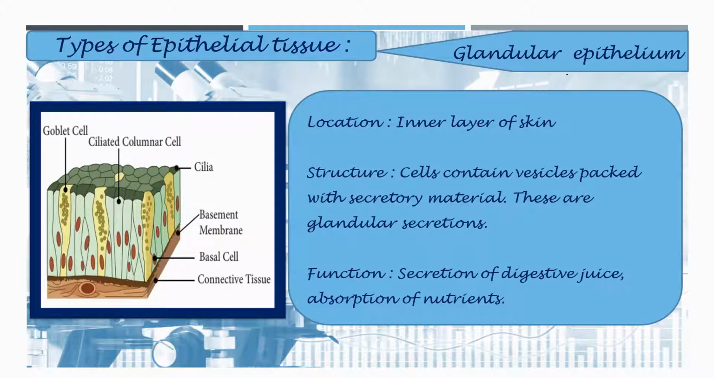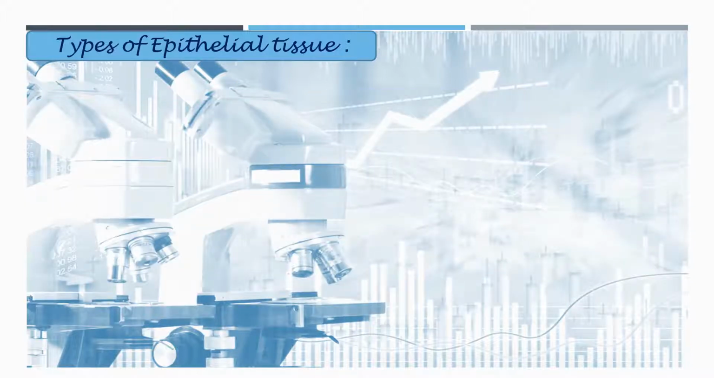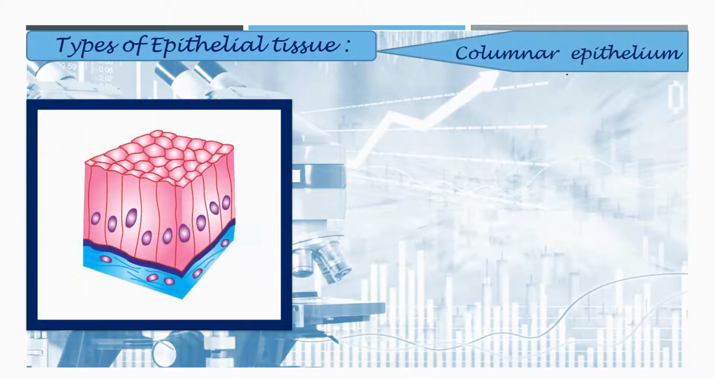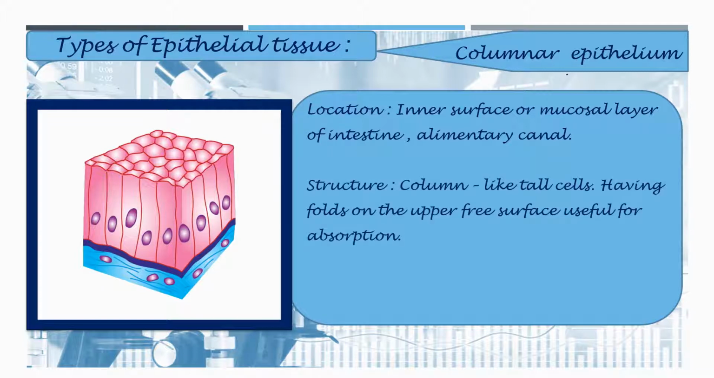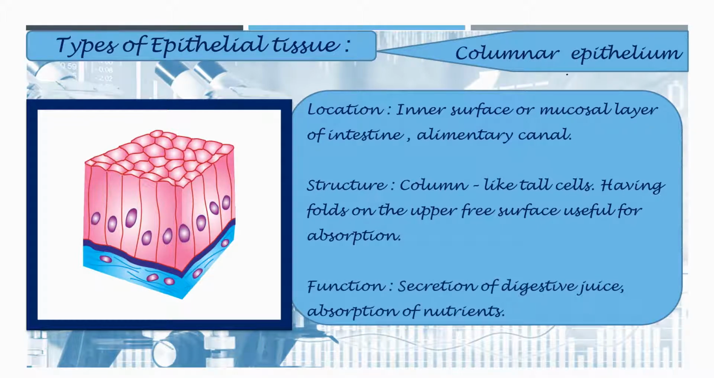Now students, the fourth type of epithelial tissue is columnar epithelium. Columnar epithelium is located in the inner surface or mucosal layer of the intestine and alimentary canal. The structure of columnar epithelium is column-like tall cells having folds on the upper free surface, which are useful for absorption, and the function is secretion of digestive juice and absorption of nutrients.